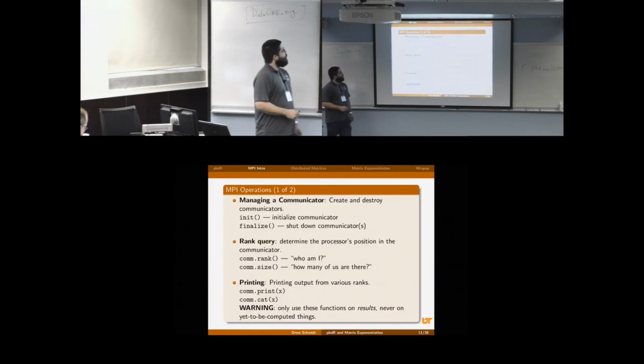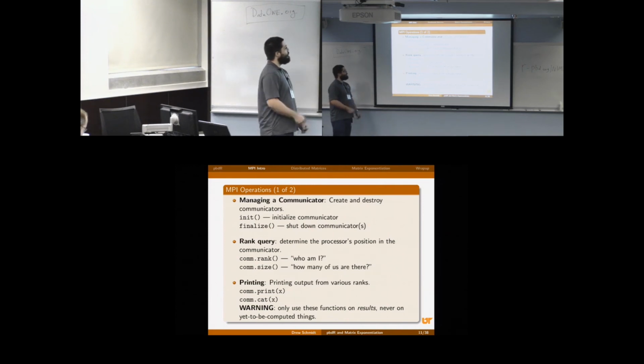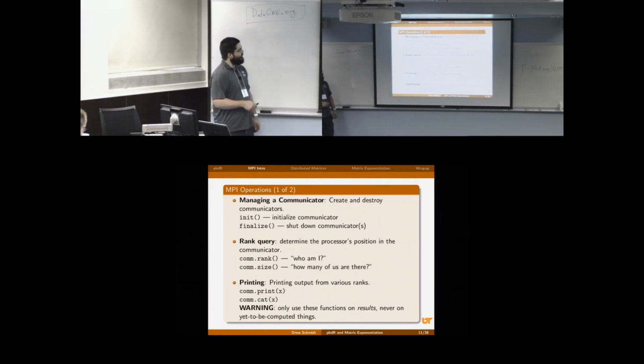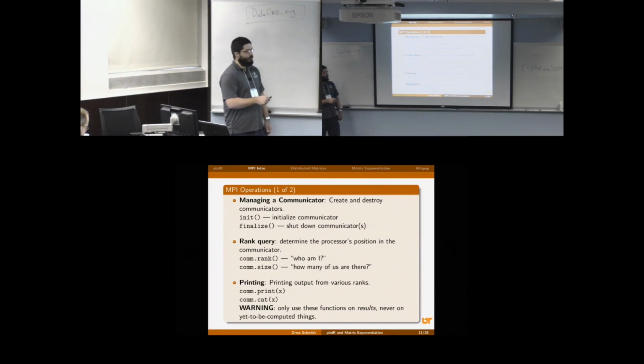Okay, so managing a communicator with pbdMPI, how would you do this? So you call init(), open close paren, to initialize. This is fairly similar to the Rmpi syntax, but there are some simplifications. You call finalize to shut everything down. This is like mpi.exit in Rmpi. Rank query, so if you want to know among all processors, who am I? You say comm.rank, and that tells you, I am rank 2 or rank 0 or whatever. comm.size tells you the total number that there are.